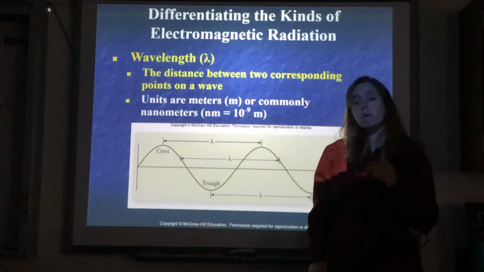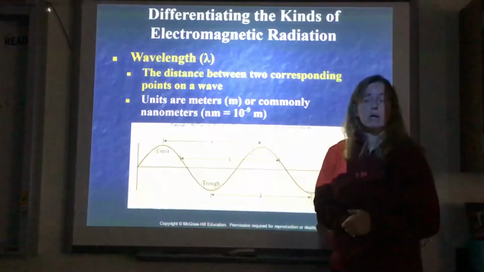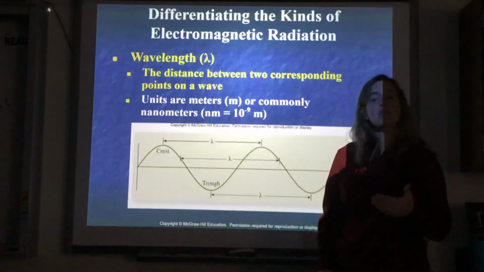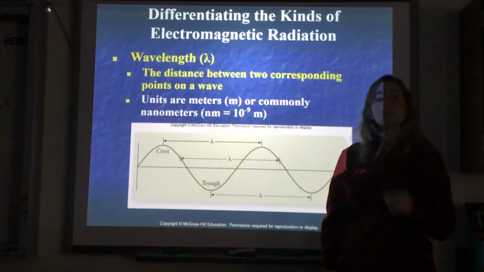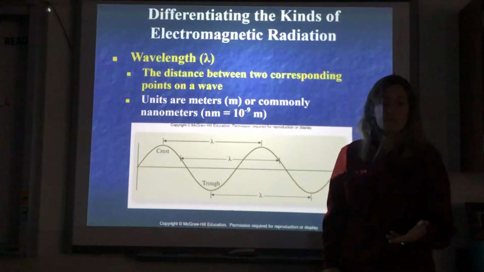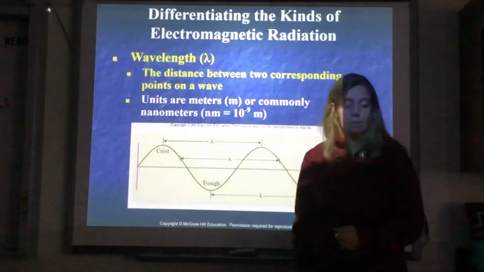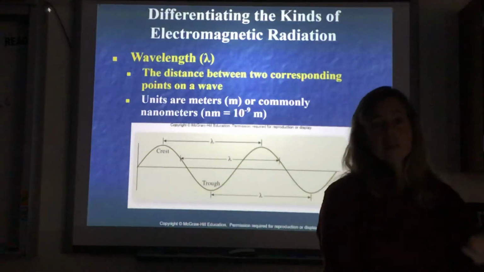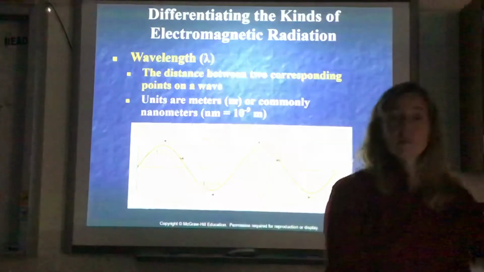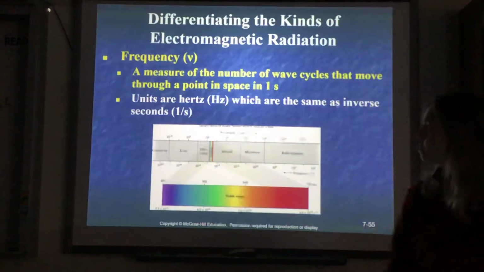The units that we will use for wavelength are meters or nanometers. A nanometer is equal to 10 to the negative 9 meters, so it's about a billion times smaller than a meter. A lot of times you're going to see things measured in nanometers, and just remember, it's a billion times smaller than a meter.